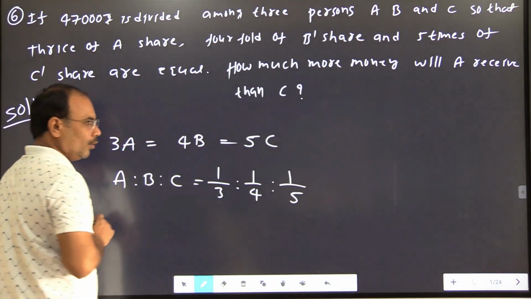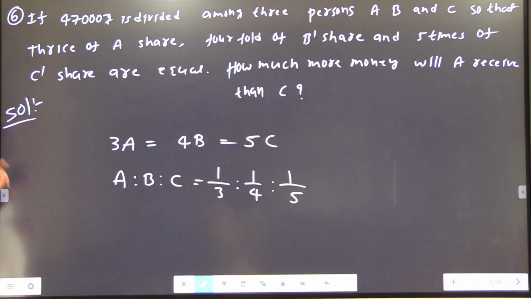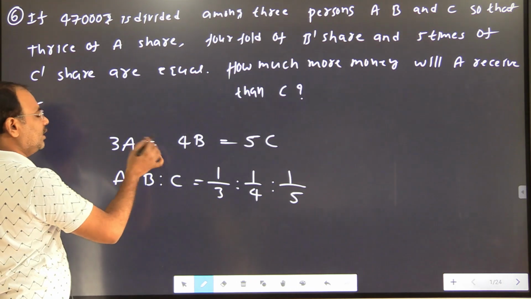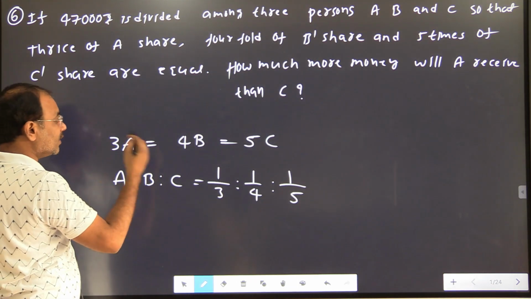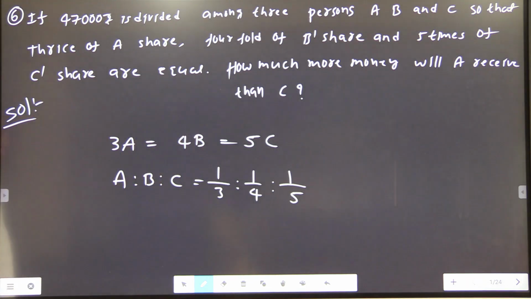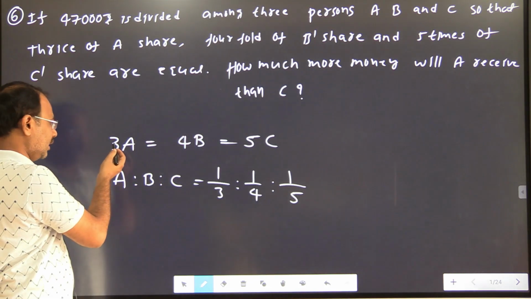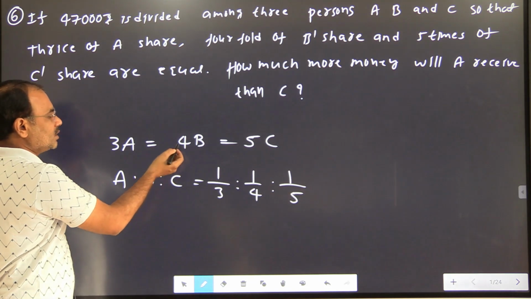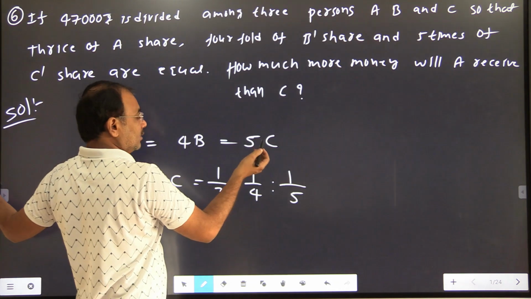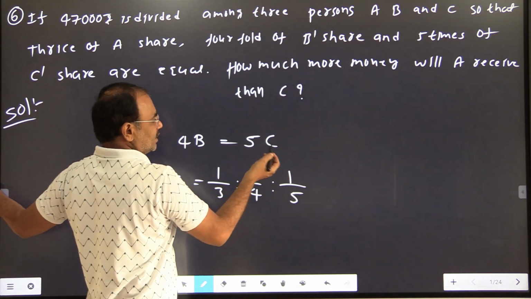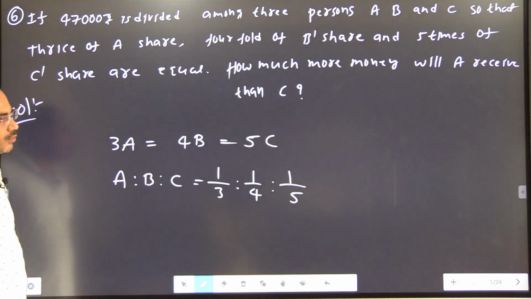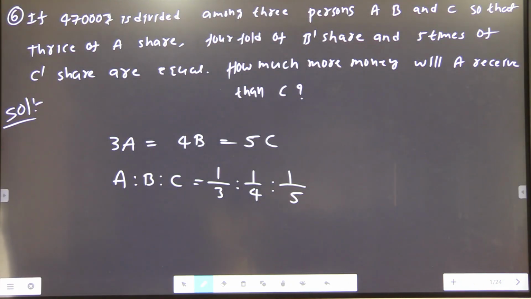So if you have equal values, then you can find A : B : C directly by taking the inverses of the coefficients of the given terms. The coefficient of A is 3, so the inverse is 1/3. The coefficient of B is 4, the inverse is 1/4. The coefficient of C is 5, the inverse is 1/5. You know very well how to simplify the fractional ratio into a general ratio.